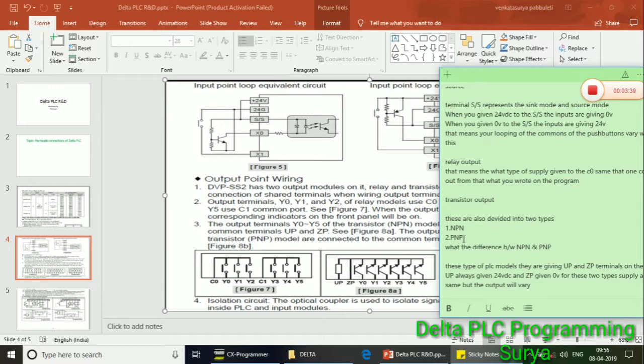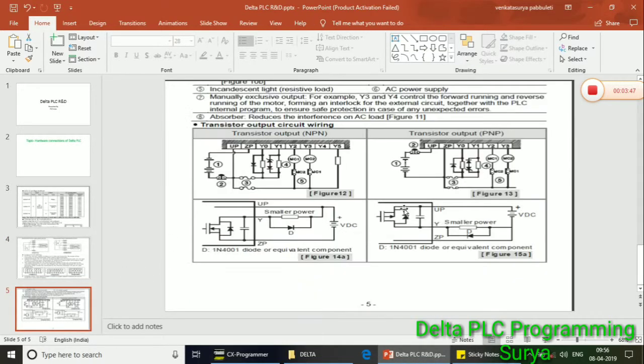Then transistor outputs, NPN and PNP. NPN and PNP are two types of transistors. So the connection will be, see the UP and ZP terminals in the PLC. Always these connections are the same for NPN and PNP transistors. UP is 24 volts and ZP is 0 volts. This is the same for the two types of transistor output PLCs, but the output that comes through the PLCs will vary.